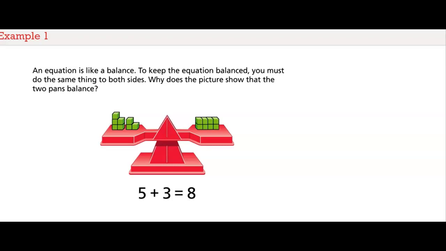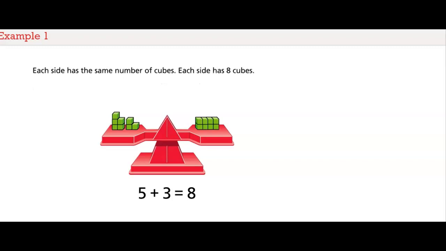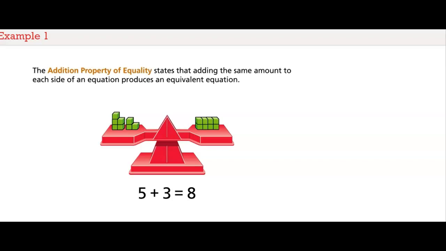Why does the picture show that the two pans balance? Each side has the same number of cubes. Each side has 8 cubes. The addition property of equality states that adding the same amount to each side of an equation produces an equivalent equation.